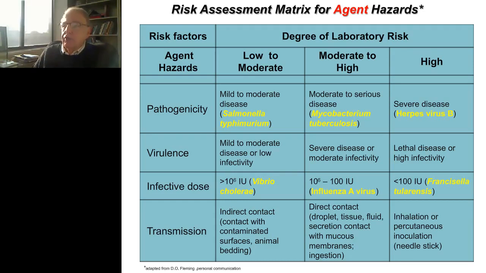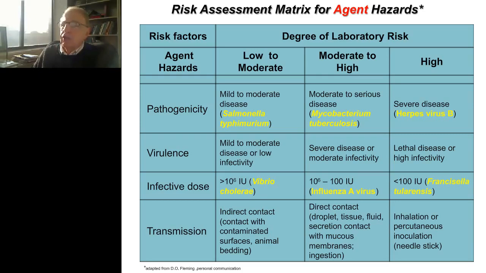It causes serious disease, but for the most part, what we encounter in the United States are susceptible Mycobacterium tuberculosis. If we encountered multi-drug resistant or XDR TB, then it would be a different situation. We may move that to high as laboratory risk. And severe disease, with herpesvirus B being an example of that.